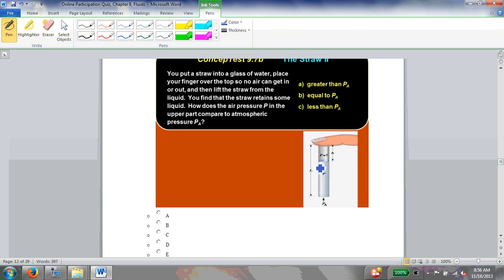Put a straw in a glass of water and place your finger so no air can get in or out. Then you lift the straw from the liquid. This is right before you sling it at somebody. How does the air pressure in the upper part compare to the atmospheric air pressure? Well, P has to be less than P_A. Right? If it was equal, the water would just fall out. If it was greater, it would fling out vigorously. So the answer is less than, that's C.